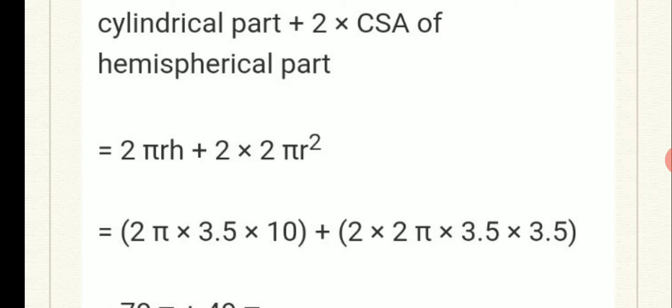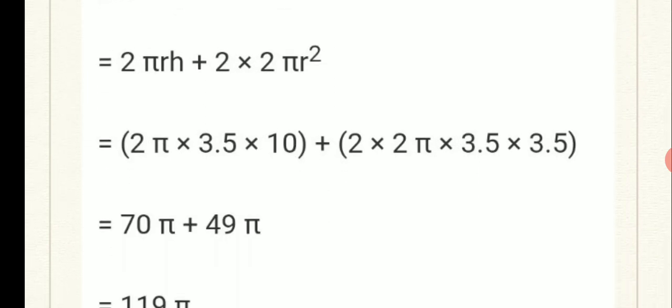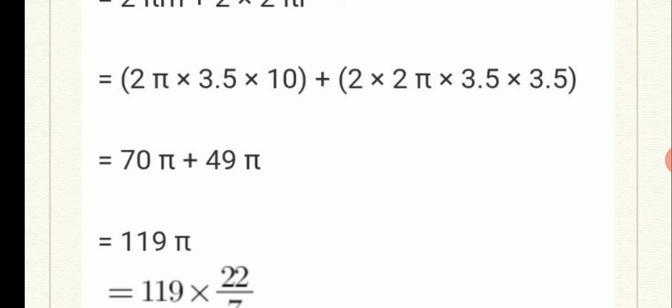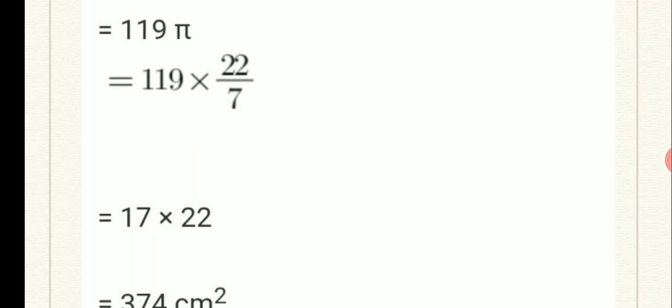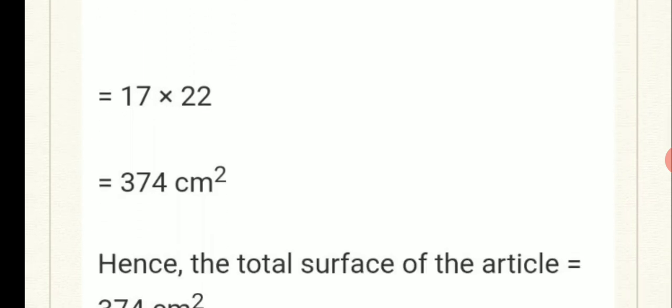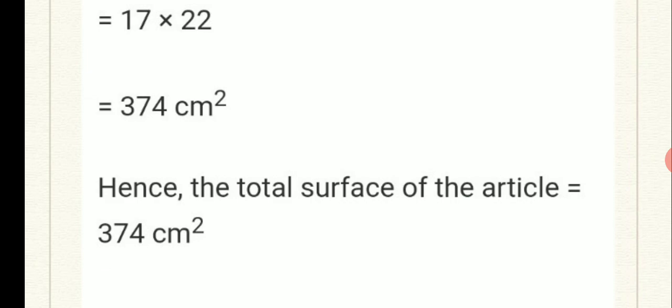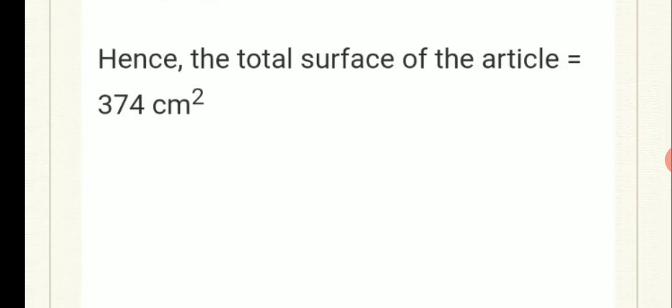So formula will be 2 pi rh plus 2 multiplied by 2 pi r square. Now keeping the value of r and h in formula, 2 pi multiplied by 3.5 multiplied by 10 plus 2 multiplied by 2 pi multiplied by 3.5 multiplied by 3.5. So answer will be 70 pi plus 49 pi. So 119 pi, and value of pi will be 22 upon 7. So keeping the value, 119 multiplied by 22 upon 7, and cancellation of 7 17s are, so 17 multiplied by 22, 374 centimeter square. Hence the total surface area of the article is 374 centimeter square.